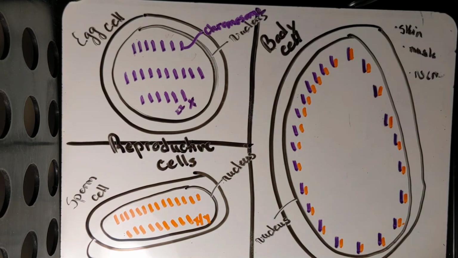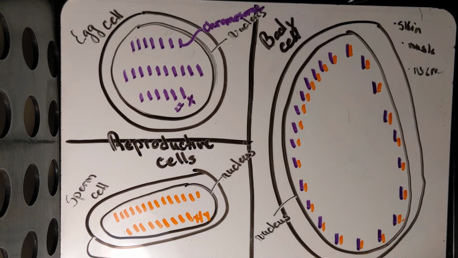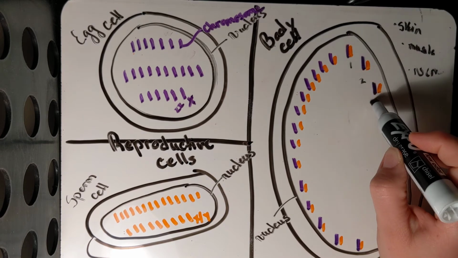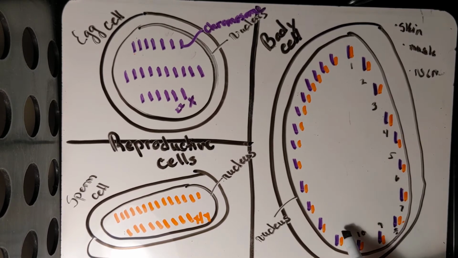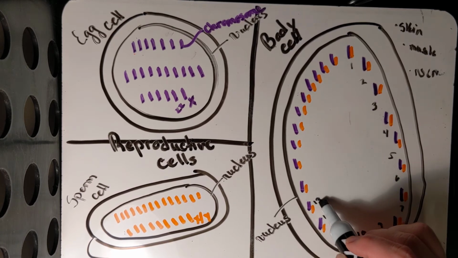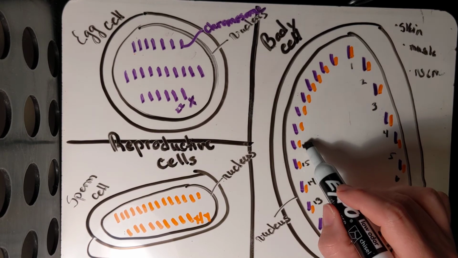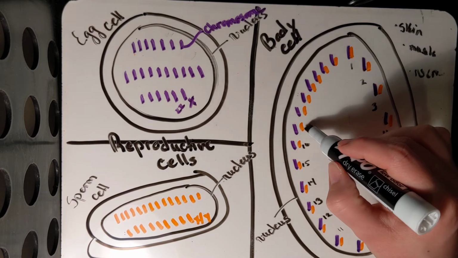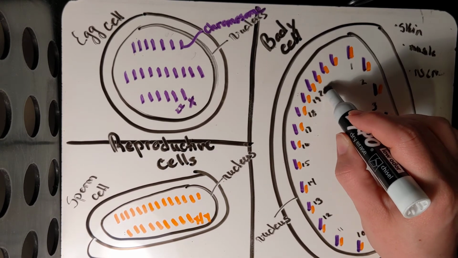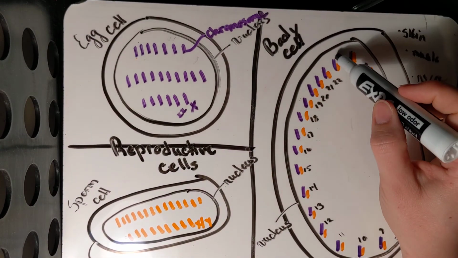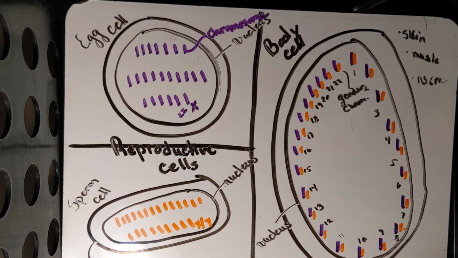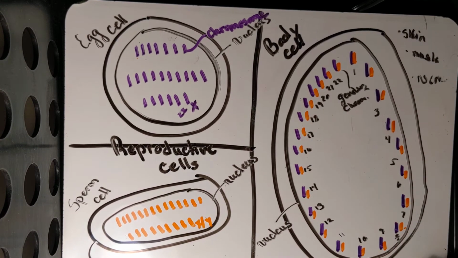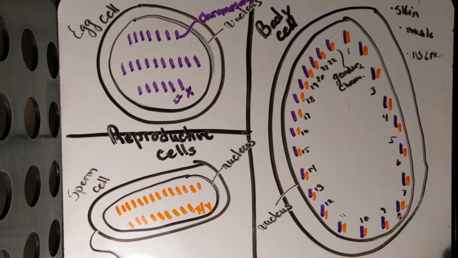And now I'd like you to go ahead and label these. There are 23 pairs or 46 total chromosomes in every given body cell. So label these 1, 2, 3, 4. And then that last one, we are going to label gender chromosome. Okay, so yours hopefully will fit better because you are drawing on a piece of paper with pen or pencil or colored pencils. These markers are a little tight on a small whiteboard.